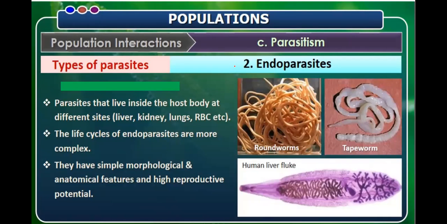Now, parasites that live inside the host body at different sites like liver, kidney, lungs, RBC. So they are what? Endoparasites. The life cycle of endoparasites is more complex. They have simple morphological and anatomical features and high reproductive potential. So roundworm, tapeworm, liver fluke, these are endoparasites.